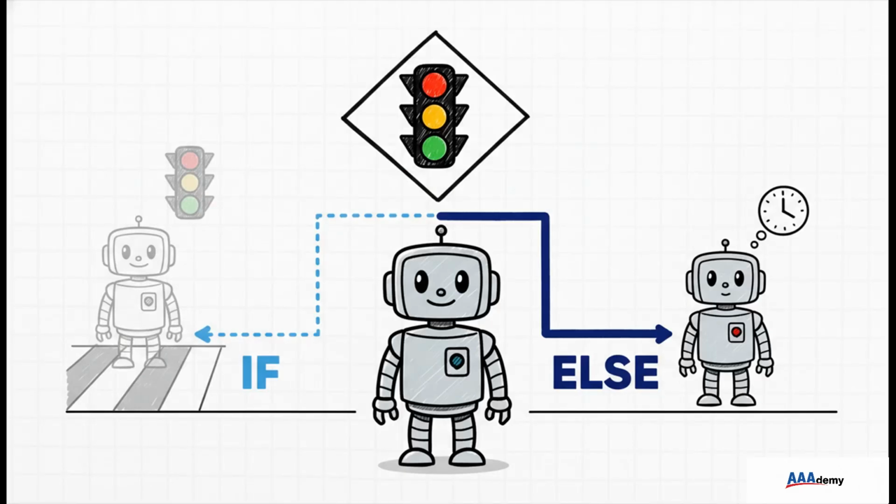Okay, but what if the light isn't green? With just an if statement, our poor robot would just be stuck there forever. And that's where if-else saves the day. It gives the robot a plan B. If the light is green, cross. Else, wait. Suddenly, our robot is way more robust. It's prepared for more than one outcome.